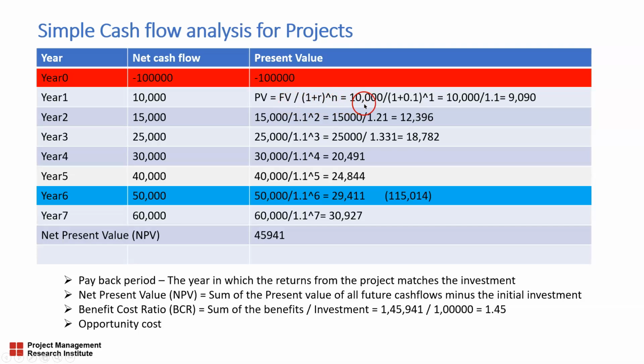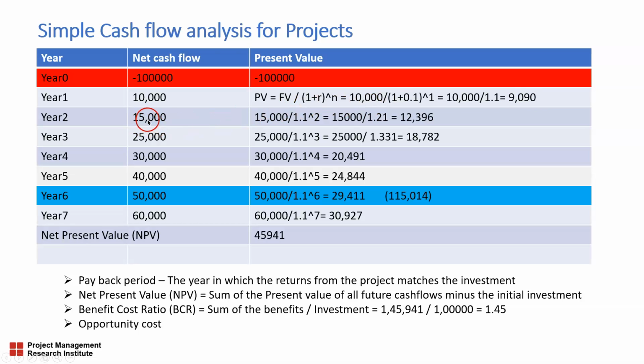So present value is 10,000, that is the future value predicted here. Year one, I'm going to get 10,000. So that is my future value. 10,000 divided by (1 plus r), r is 10%, that is 0.1, to the power of 1 because we are calculating it in year 1. So my present value equivalent of 10,000 is 9,090.